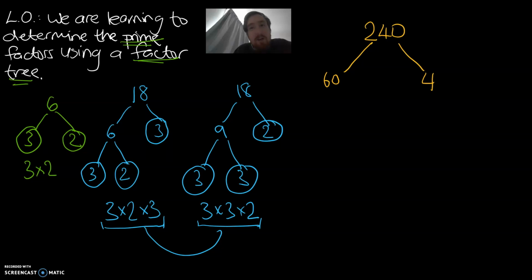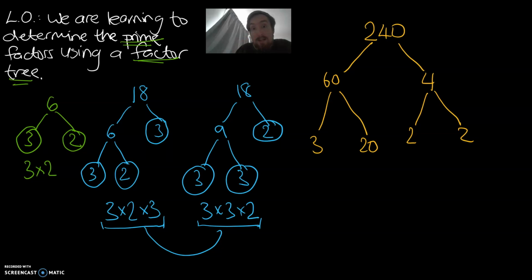Now we've got to think, are either of them prime numbers? Well, I know 60 divided by 2 is 30, so that's not a prime number. And I know 2 times 2 is 4, so that's not a prime number either. So let's split these again. We can pick any split you want. I'm going to pick 3 and 20, because I know 3 times 20 is 60. You might have picked 2 times 30, 4 times 15, or 6 times 10. You could have picked any of those. And the 4 is going to be 2 times 2.